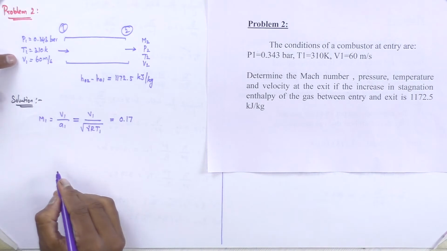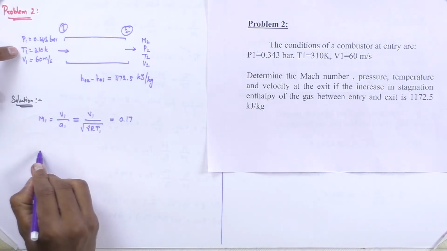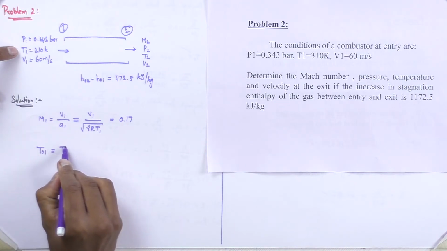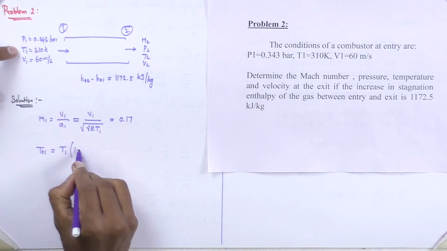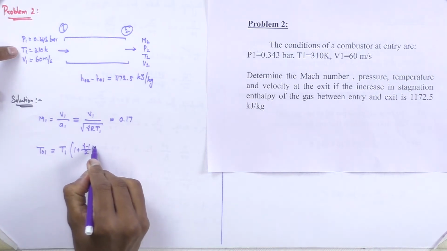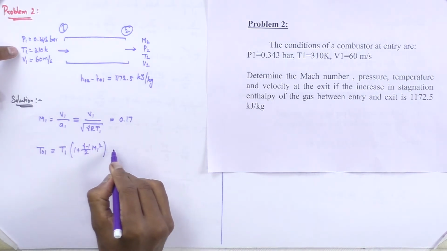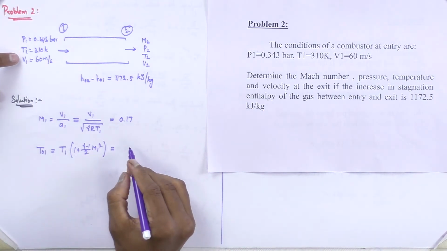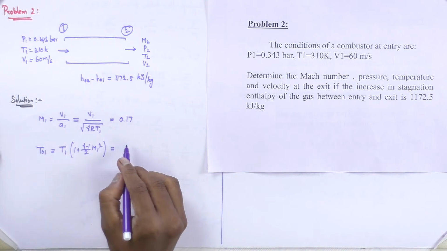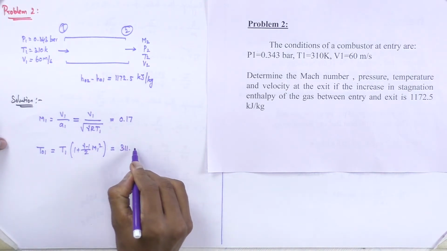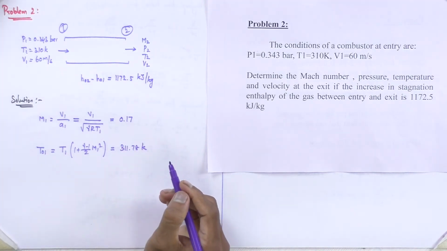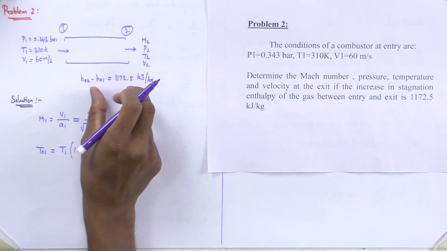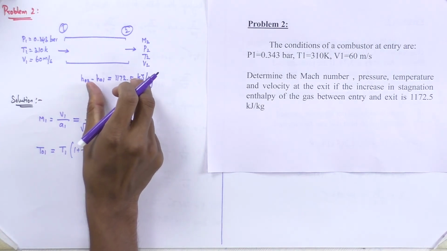Then we can calculate T01 value. This T01 is equal to, from stagnation isentropic relation, T1 into 1 plus gamma minus 1 by 2 M1 square. We know the value of T1 and M1 here. So after the calculation, we will get this value as 311.78 Kelvin. To calculate this region 2 properties, we have only one relation, this stagnation enthalpy increment.